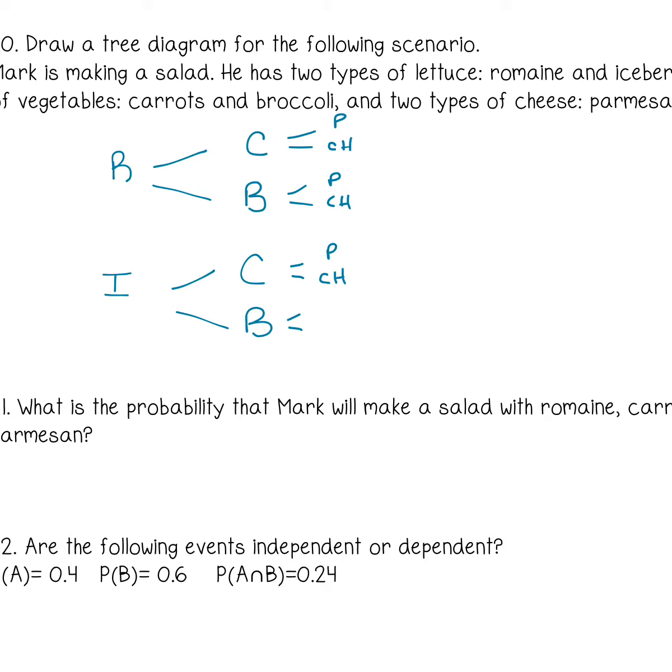So when we finish writing out Mark's choices, we can see 1, 2, 3, 4, 5, 6, 7, 8. So he's got 8 different salad options.